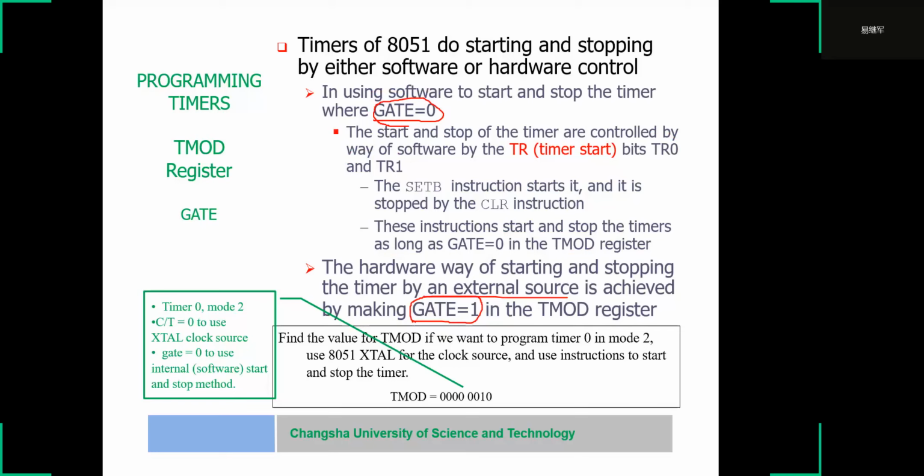Find the value for TMOD if we want to program Timer 0 in Mode 2, use the 8051 XTAL for the clock source, and use an instruction to start and stop the timer, which means we need to set GATE equal to 0. So the TMOD value is 0000 0010.